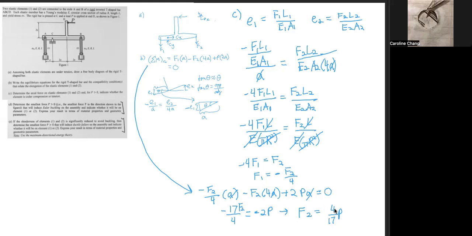Or oh no, 8 over 17p, sorry, because we have a factor of 2p. And using our relationship of F1 and F2 over here, we can then find F1 is equal to negative 8 over 17 divided by 4, which is negative 2 over 17p. So these are thus our axial forces on elastic elements 1 and 2 as required by part C.